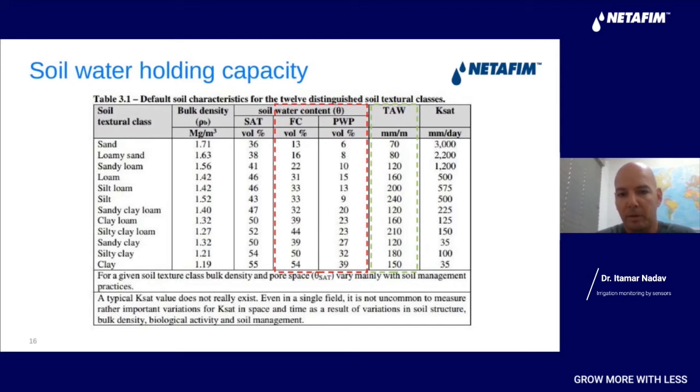And on the second column from the left, you can see the total available water, how much water is held in terms of millimeters per meter of soil in each one of these soils. And you can see that sandy soils hold much less water than medium soils or heavy soils. Basically, if you take the field capacity and subtract the wilting point, it's exactly the number written under the total available water.